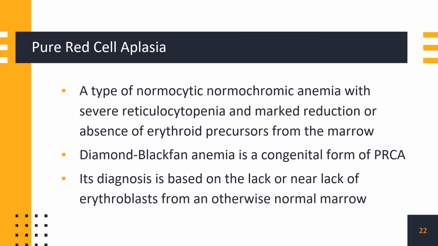Moving on to pure red cell aplasia, it's a type of normocytic normochromic anemia with severe reduction of reticulocytes and a marked diminution or absence of erythroid precursors from the bone marrow. Diamond-Blackfan anemia is a congenital form of pure red cell aplasia. A diagnosis of this disorder is based on the lack or near lack of erythroblasts from an otherwise normal bone marrow.